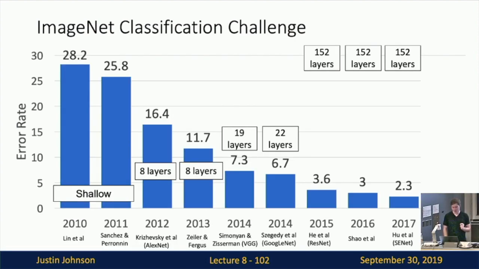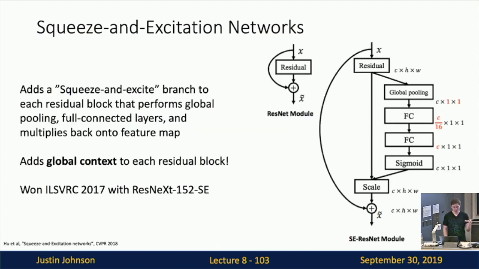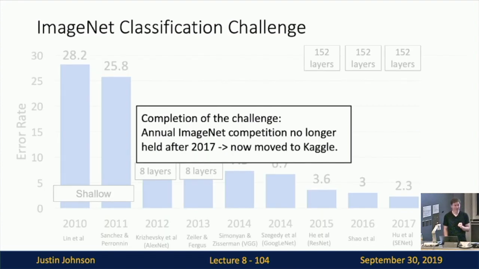So then what happened in 2017? People built on top of this idea of ResNeXt and added another little bell and whistle called Squeeze-and-Excitation that made things work a little bit better. And 2017 was the end of the road. After 2017, people decided that the juice had been squeezed out of the ImageNet dataset and the challenge was shutting down. It will live on as a Kaggle challenge, but there was an end of an era when the ImageNet challenge ended in 2017.